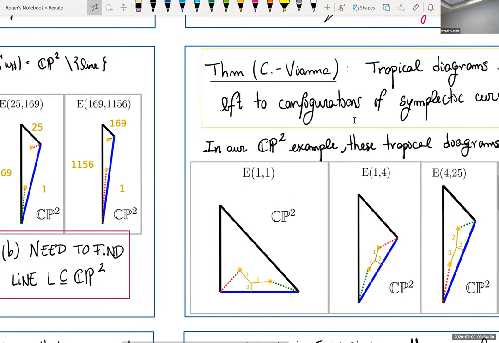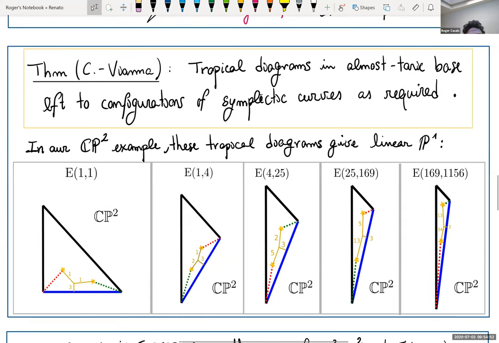So here's the game. Believe me, or read the paper or ask me later, there's a theorem that says you can draw something like a tropical curve, a la Mikhalkin, with small modifications, such that you can claim that above that tropical diagram, there is a symplectic configuration as you want it. So let's use this in an example so that it's very clear.